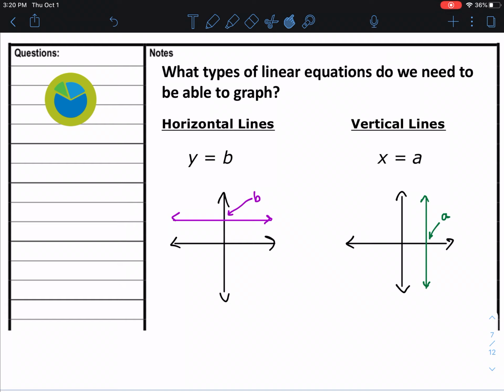And then vertical lines, A stands for our x-intercept, even though we don't see that a ton. So if you had an equation x equals 2, then it would be a vertical line that crosses the x-axis at 2. Okay, so those are 2 special ones, and they look a little weird because you won't see 2 variables, you only see 1.